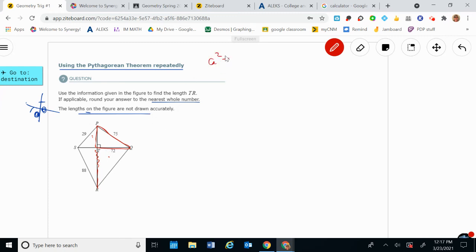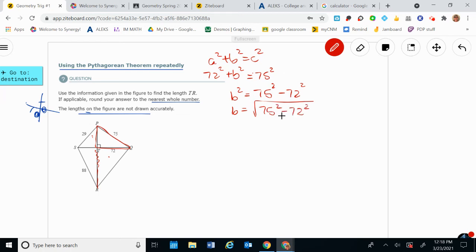So a squared plus b squared equals c squared. I've got A and I don't have B. I'm going to find B, but I have C. So I'm going to go 72 squared plus B squared equals 75 squared. So B squared is equal to 75 squared minus 72 squared. And I take the square root of both sides, and I get this. If that confused you, go back and look at the one we did before.